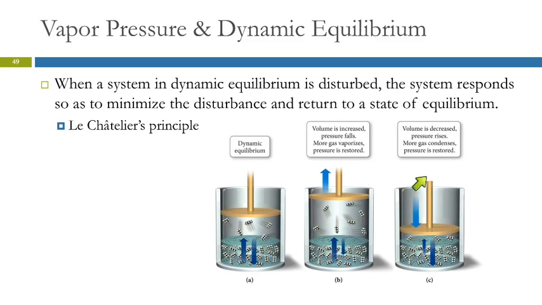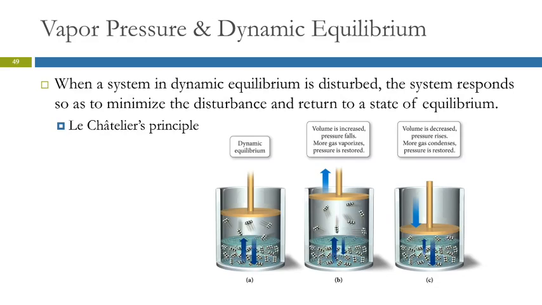If we take this now and we make the container smaller, decrease the volume of the gas, that increases the concentration of gas. If you think of number of gas particles in a particular volume, that's going to increase the rate of condensation, and so more gas particles are going to condense, and they're going to keep doing that until they get back to dynamic equilibrium.